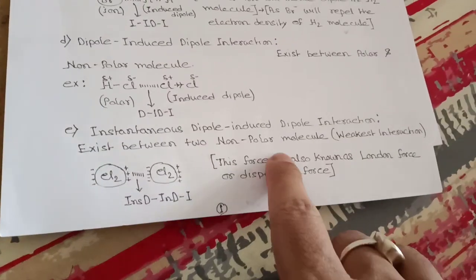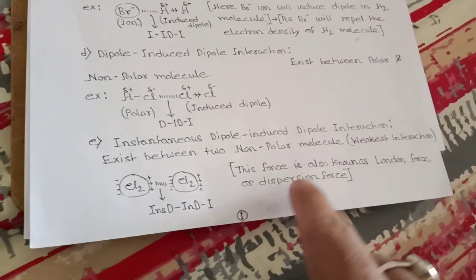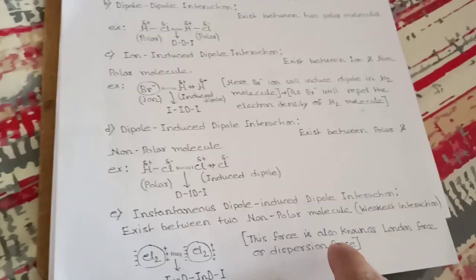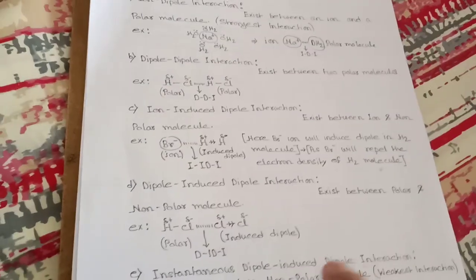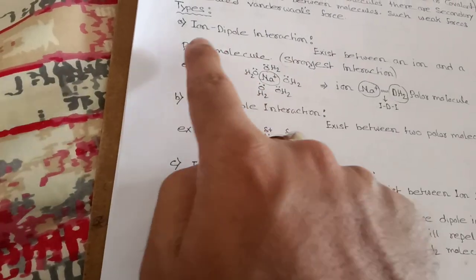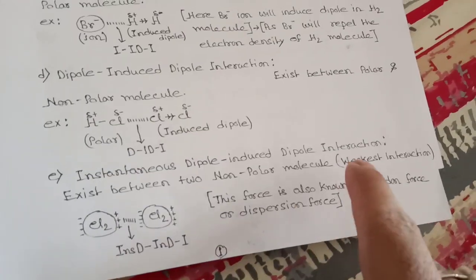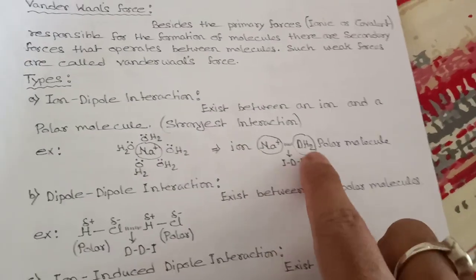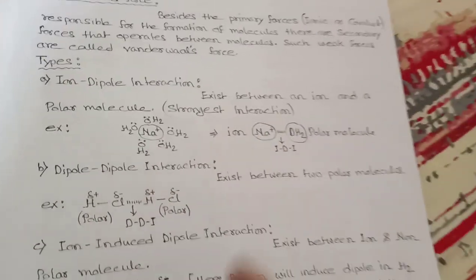This force is also known as London force or dispersion force, and you have to remember that among these 5 interactions A, B, C, D and E, E is the weakest interaction and A will be the strongest interaction.